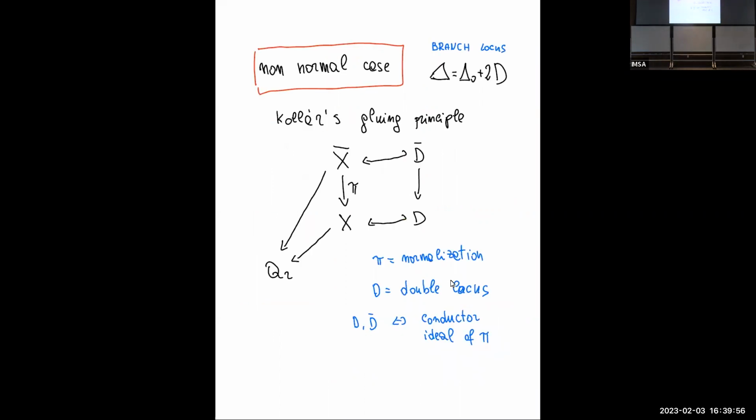In the non-normal case, we have the Kollár principle, which says that if we take the double locus and we take the normalization, we have this diagram where D bar can be seen as the conductor of the normalization, or can be seen as the double curve. And we have this 2-to-1 map of D bar into D, and we have this gluing construction, and this gives our surface as we explained yesterday.